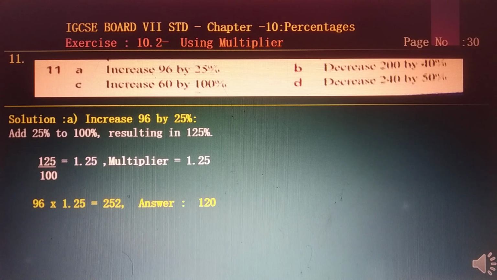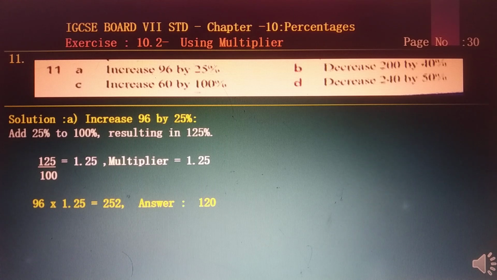Question number 11. A, increase 96 by 25%. B, decrease 200 by 40%. C, increase 60 by 100%. D, decrease 240 by 50%.